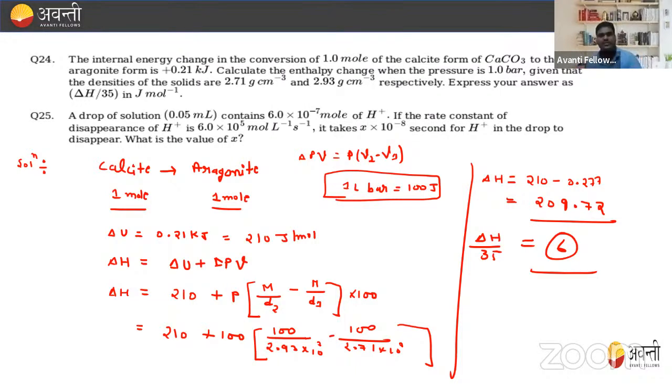Okay. And delta V is equal to nothing but molar mass upon density minus m upon d1 into 100. So we can write it as 210 into 100 upon this. So we'll get the value like this. Okay, so this is a very simple question.